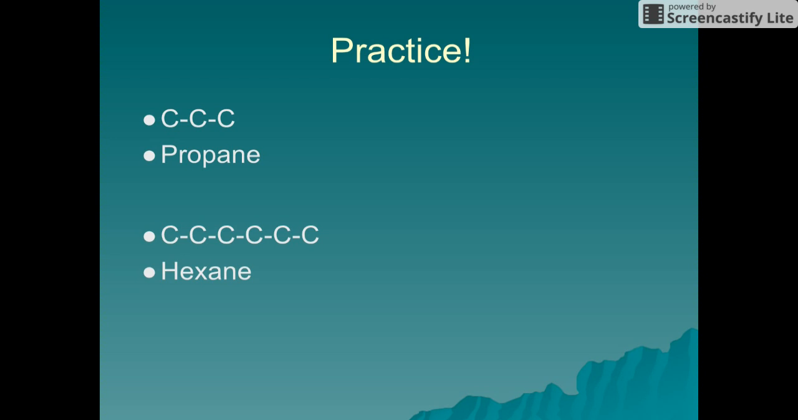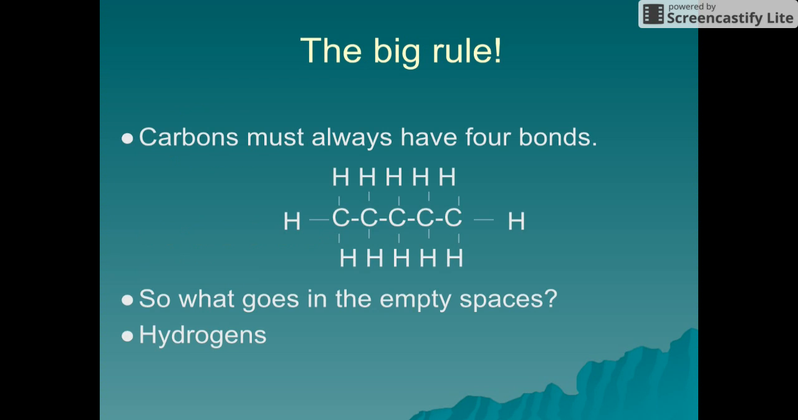But remember, our first rule of organic chemistry is that carbons will always have 4 bonds. They always have 4 valence electrons available to bond with. So carbon is going to have 4 bonds. So what about the rest of the space? Hydrogens.